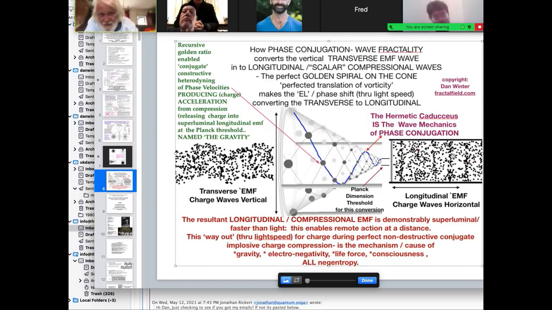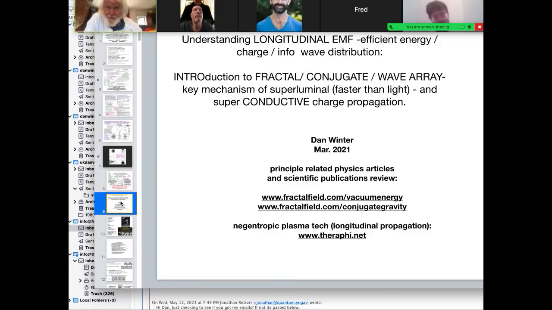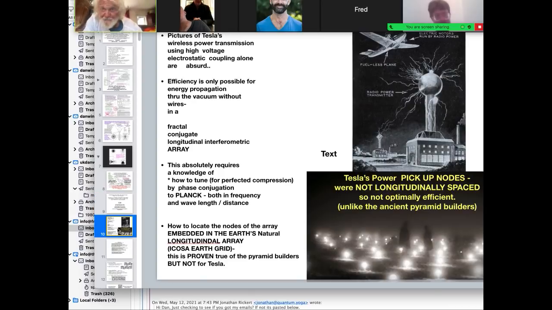the longitudinal wave tuned to Planck then is traveling compressionally on the right-hand side, and that allows action at a distance and is the physics of gravity and the collective unconscious. So understanding longitudinal EMF, efficient energy charge distribution, perfected wave distribution, that the fractal conjugate wave array is actually how you're born into a higher being body. You inhabit an array. Boring to you? Sorry. I can switch.